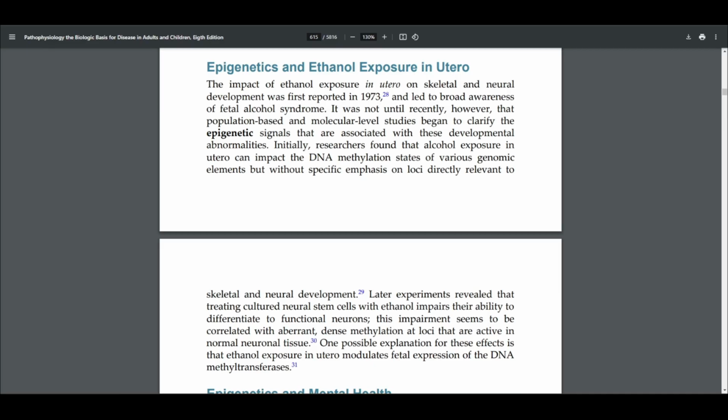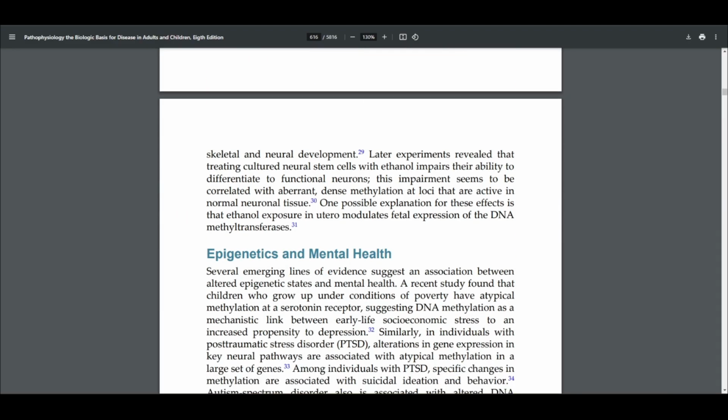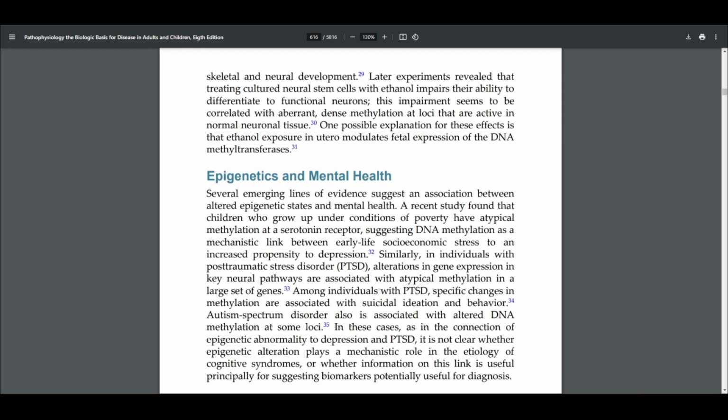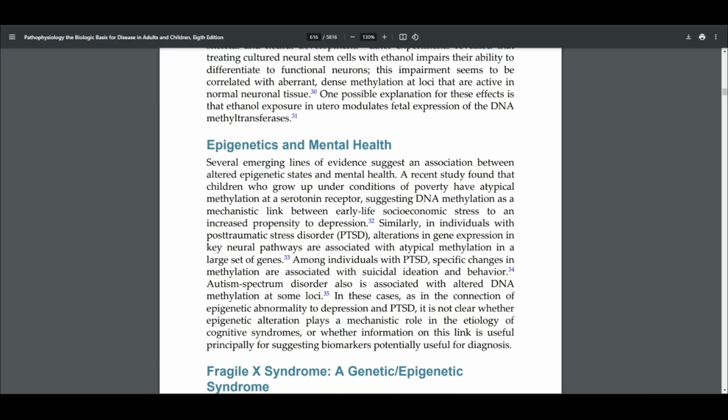Initially, researchers found that alcohol exposure in utero can impact the DNA methylation states of various genomic elements, but without specific emphasis on loci directly relevant to skeletal and neural development. Later experiments revealed that treating cultured neural stem cells with ethanol impairs their ability to differentiate to functional neurons. This impairment seems to be correlated with aberrant dense methylation at loci that are active in normal neuronal tissue. One possible explanation for these effects is that ethanol exposure in utero modulates fetal expression of the DNA methyltransferases.